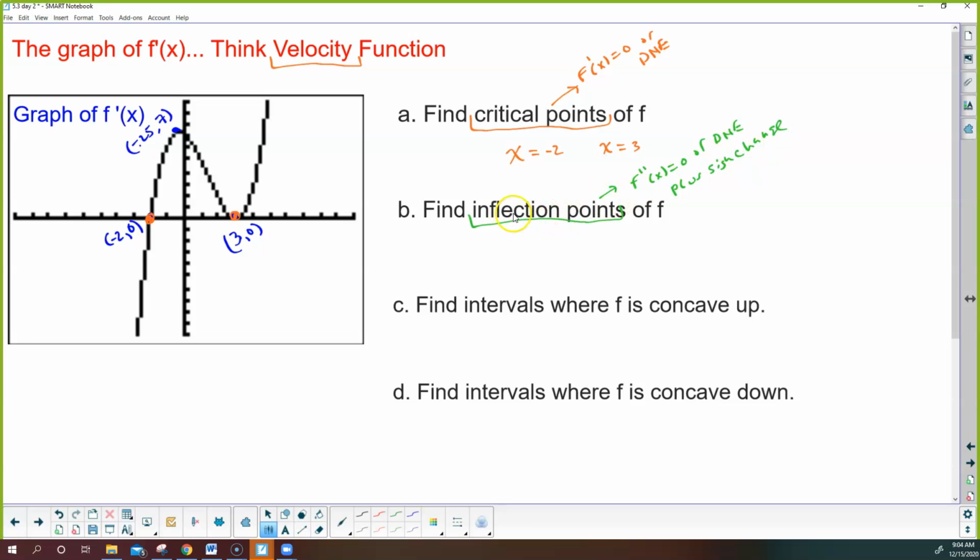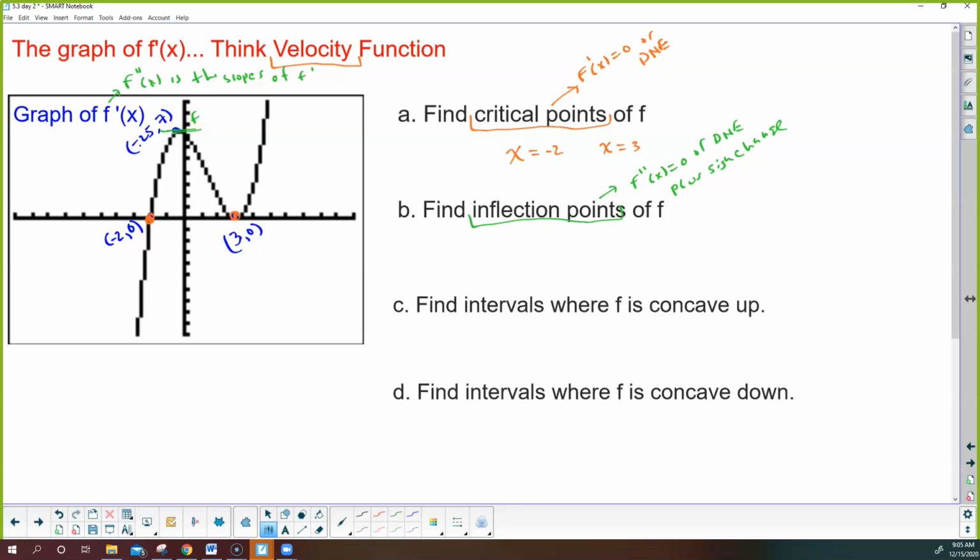So let's think of this. Now I have the graph of f prime. If I have the graph of f prime, then f double prime of x is the slopes of f prime. So I have to look at, do I have any slopes on this graph that are either 0 or spots where it's undefined? And again, there is no spots where it's undefined. So where do I have 0 slopes?